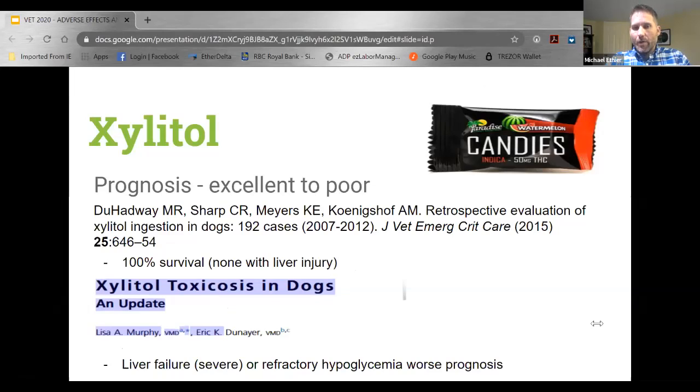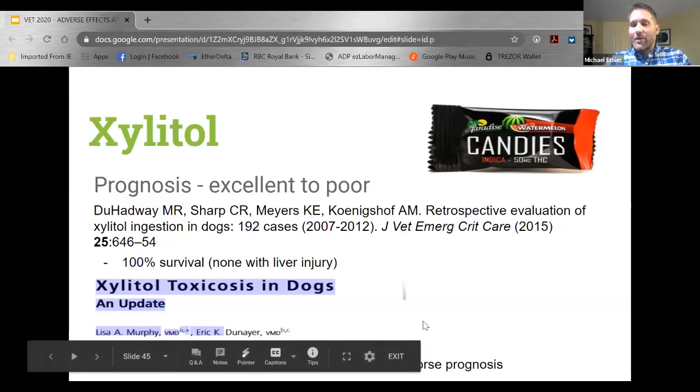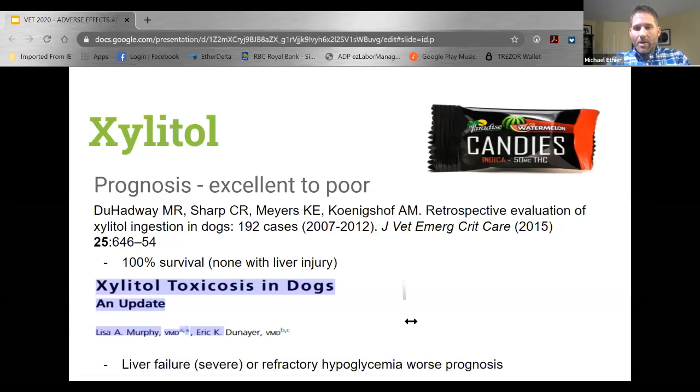There was a large case review in 2015 that was published of almost 200 cases, and 100% of those cases survived, okay? One thing to keep in mind, none of the dogs in that group did develop liver injury, but again, it just shows that the vast majority of dogs, even exposed to higher doses than 500 milligrams, which many of the dogs in that study were, don't always develop liver disease. And a more recent update on xylitol as a whole shows that really the prognosis is only guarded in the patients who do develop true liver failure, so not elevations in liver values per se, or those that have refractory hypoglycemia. Those tend to be the ones with the worst prognosis.